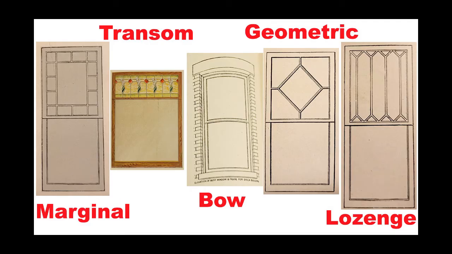The thing about windows of this time that we mostly focus on today are these innovative window types that are often called Queen Anne windows, but they fall into these 5 categories: the marginal window, transom window, bow window, geometric window, and lozenge window. And I'm going to say just a little bit about each one of these. These were introduced first in 1885, which is the marginal window, and all of these had been phased out before the end of this period.